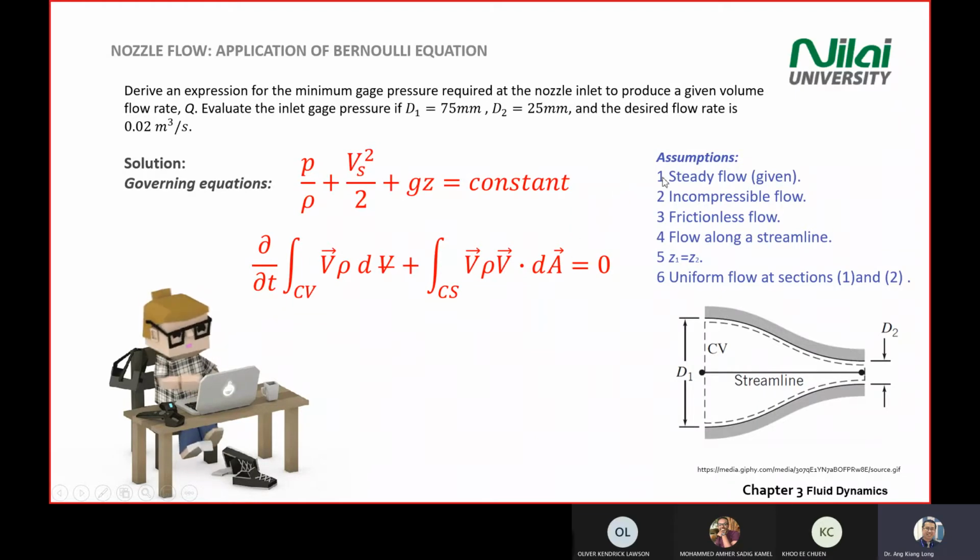Okay, so again, at least the minimum criteria for our Bernoulli equation: steady flow, incompressible, frictionless, and also our flow is along the streamline. These are the four important criteria. And then assumptions 5 and 6 are from the question itself.